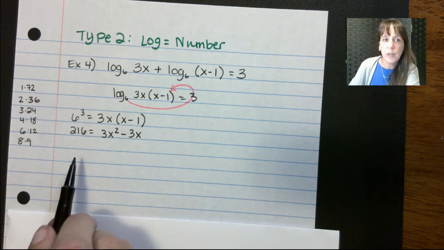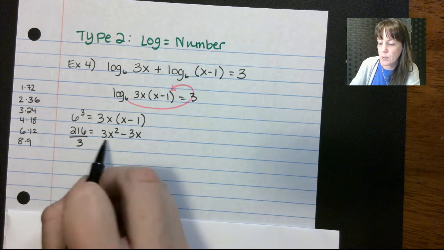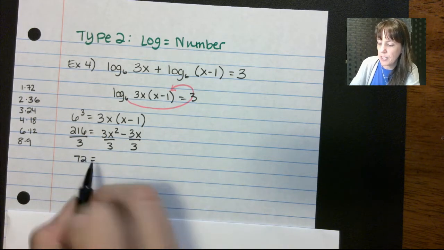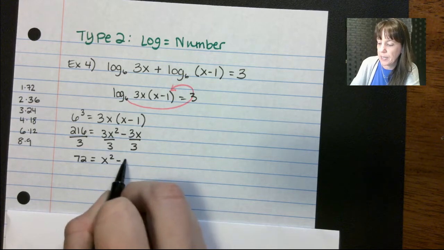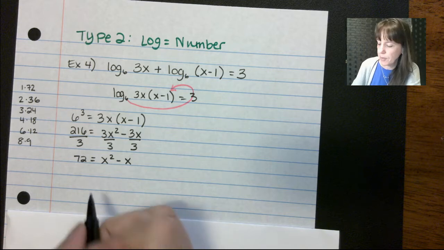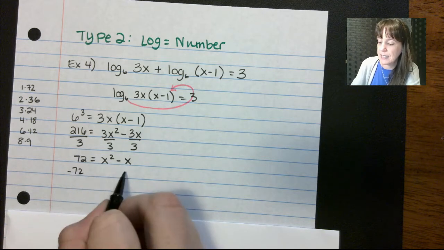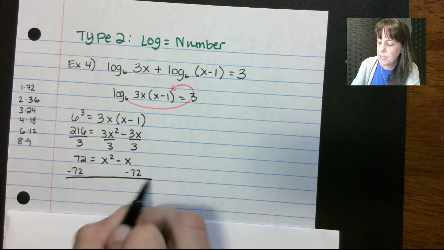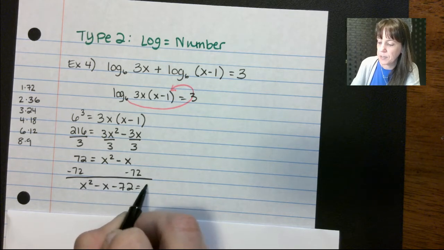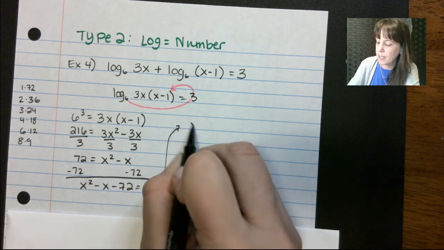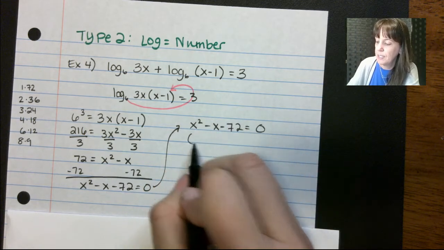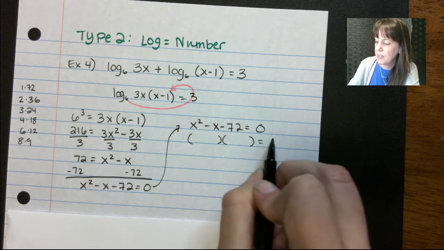Now, I know that I can divide all of these by 3, so let's go ahead and do that to make it a little bit easier. When I do that, I get 72 equals x squared minus x. I have an x squared in there, so a good rule of thumb is to set it equal to 0 by subtracting 72 from both sides. So I get x squared minus x minus 72 equals 0. Let's go ahead and factor this.